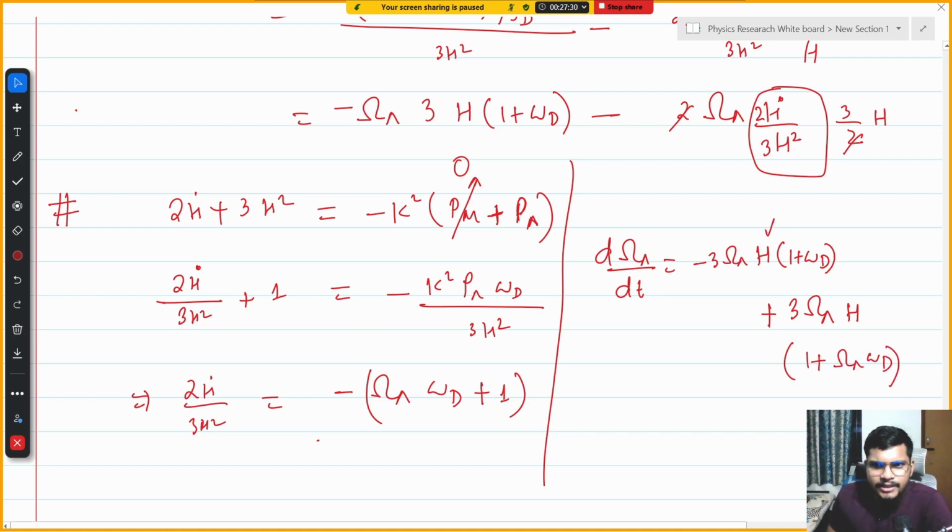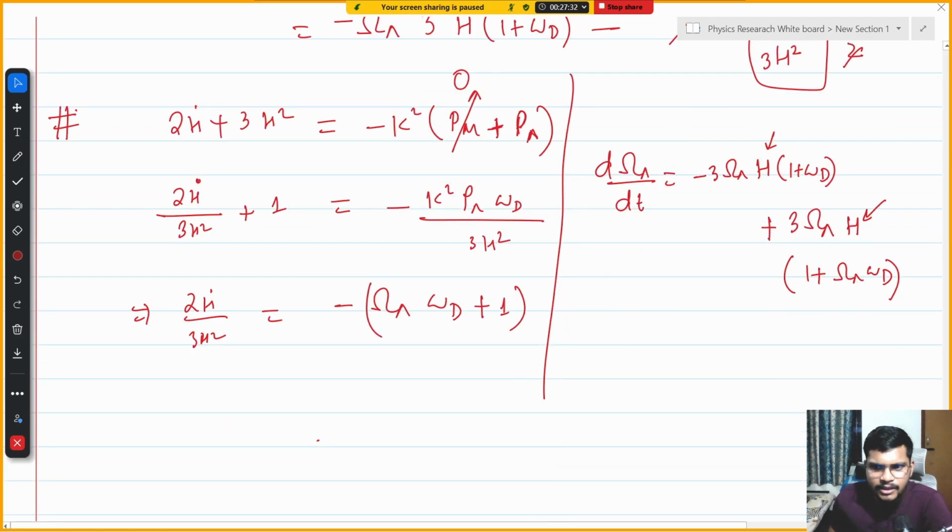Now you can see over here there is an additional h arising. I want to make everything dimensionless. Omega lambda, I will have s dt normalized with s dt minus 3 omega lambda 1 plus omega d plus 3 omega lambda. Okay, everything is correct over here. Yes, it looks so. Omega lambda omega d.